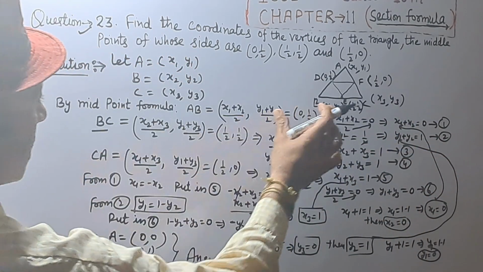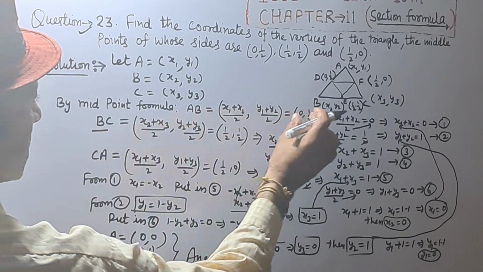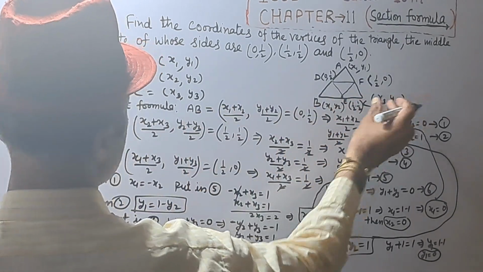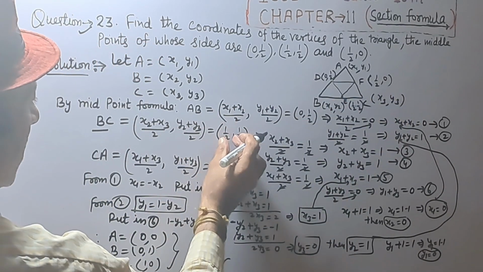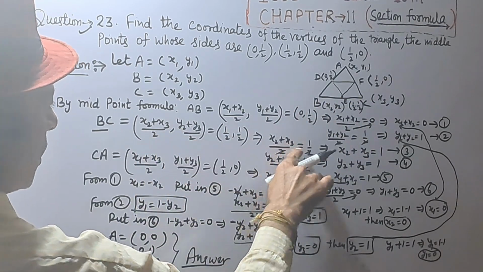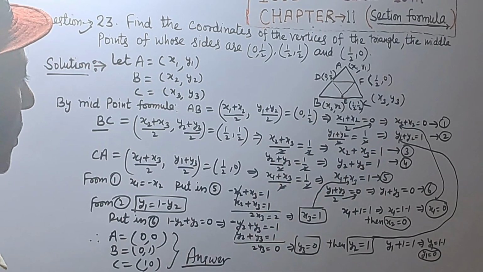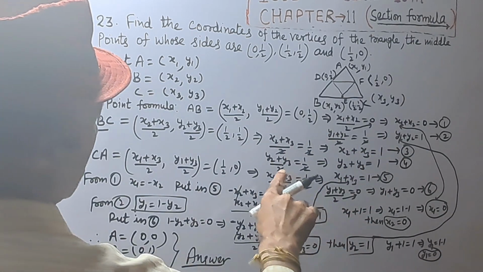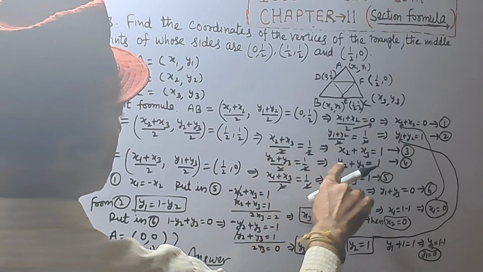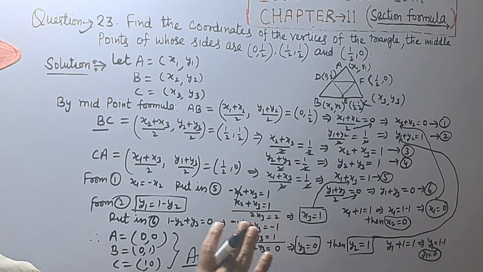And similarly BC, by midpoint formula, x2 plus x3 upon 2 comma y2 plus y3 upon 2, that is equal to 1 by 2 comma 1 by 2. First point equal to 1 by 2, 2 multiplying right side, 2 is cancelled and x2 plus x3 is equal to 1. It's equation number third. And y2 plus y3 upon 2 equal to 1 by 2, 2 is cancelled and y2 plus y3 is equal to 1. It's equation number 4.